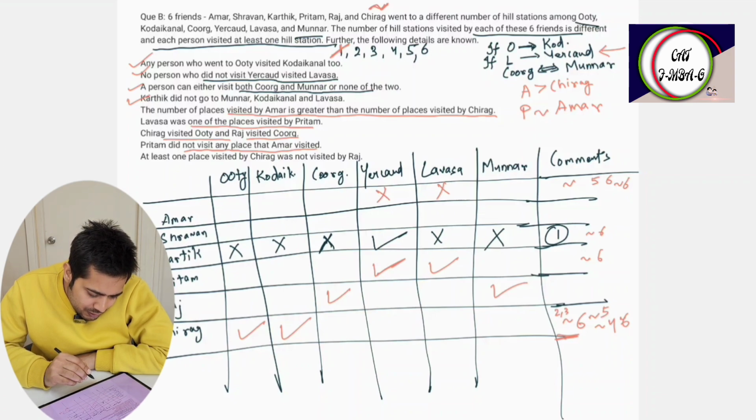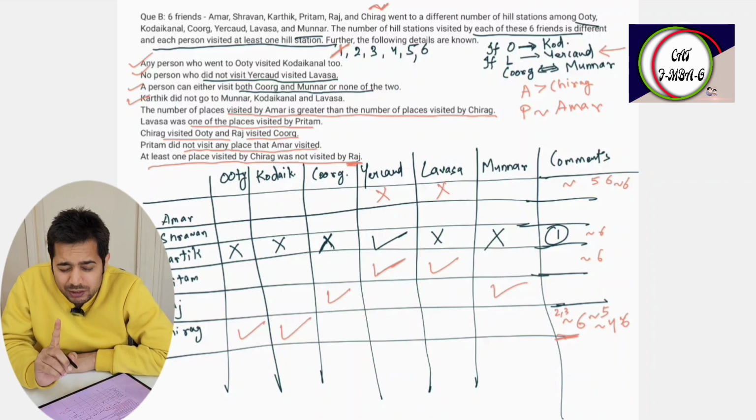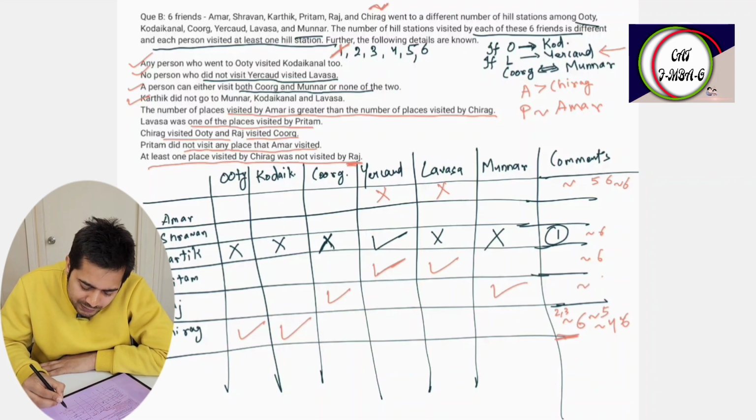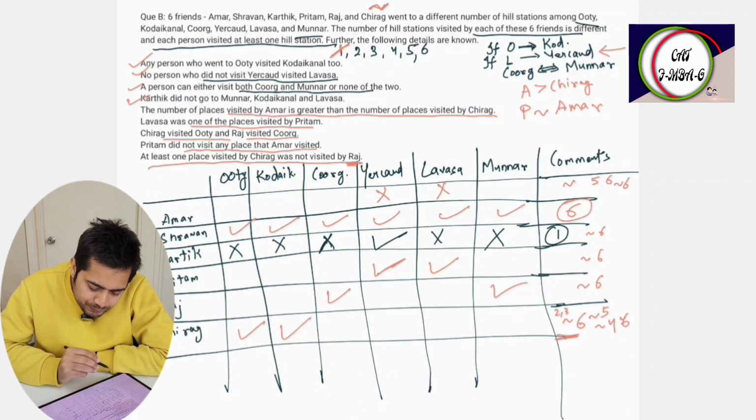Let me see, at least one place visited by Chirag was not visited by Raj. So Raj did not visit at least one place which was visited by Chirag. So Raj cannot also be 6. So definitely Shravan has to be 6. 1, 2, 3, 4, 5, 6.